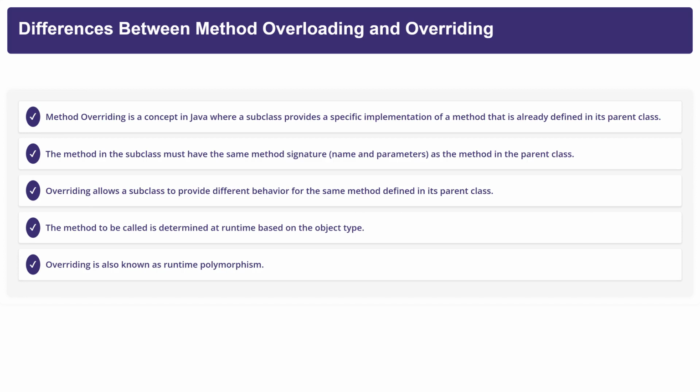Method overriding is when a subclass provides its own implementation of a method that is already defined in its parent class. The method in the subclass must have the same method signature as the method in the parent class. Overriding allows a subclass to provide different behavior for the same method defined in its parent class. The method to be called is determined at runtime based on the object type. Method overriding is also known as runtime polymorphism.